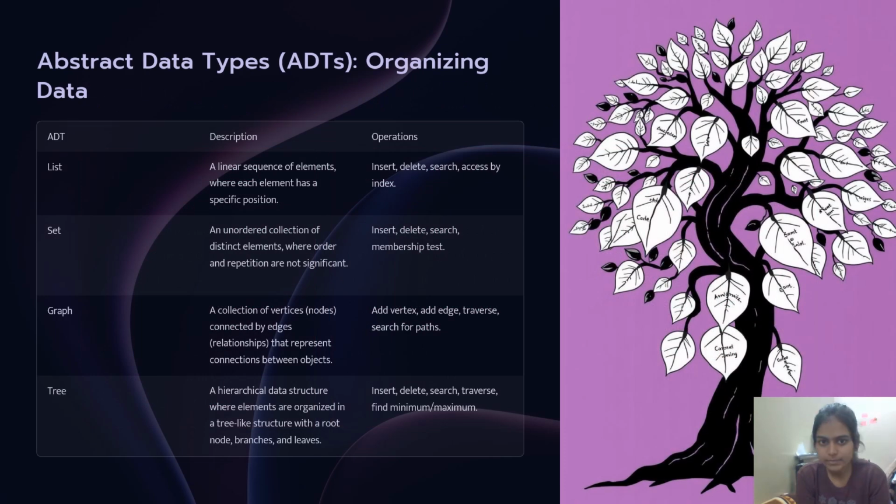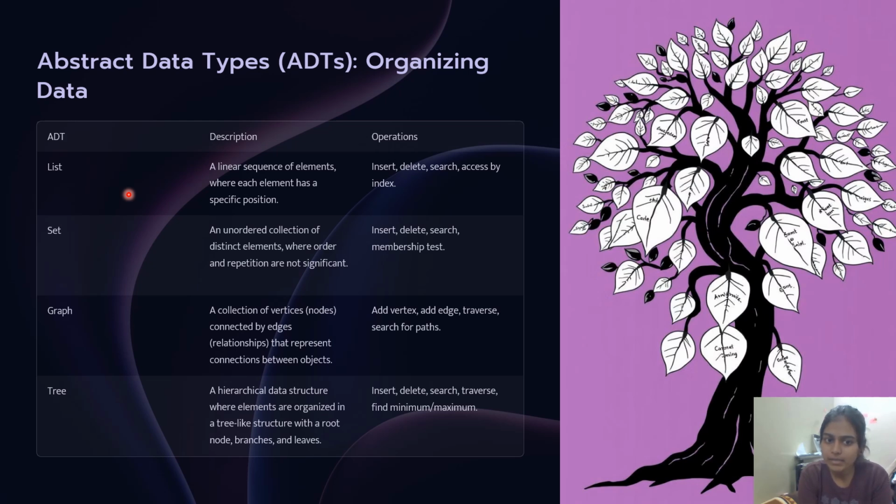Coming to the next point, that is organizing data. We can organize data by using abstract data types, also called entities. It includes four entities. The first one is list, the second one is set, the third one is graph, and the last one is tree. We will see them one by one. First one is list.